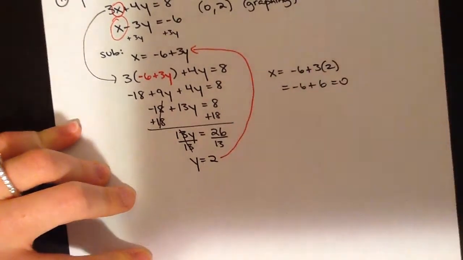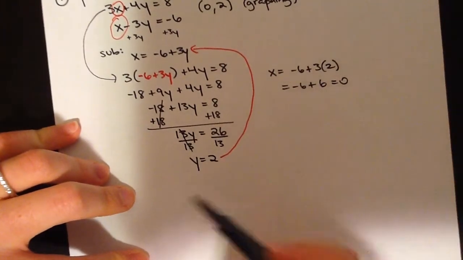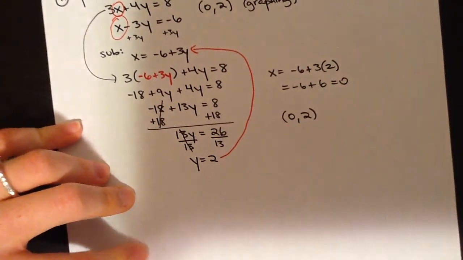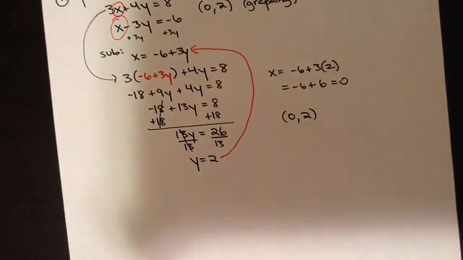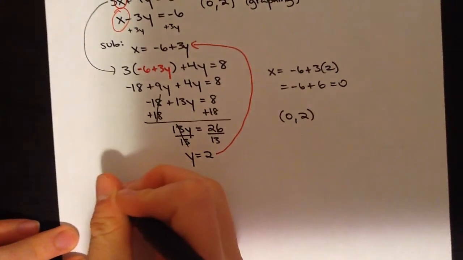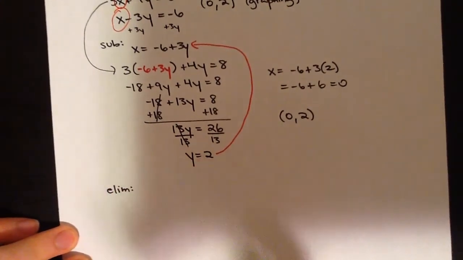-6 and +6 gives me 0. So my x value is 0, my y value is 2. Put that in ordered pair, x first, then y. So that's the exact same answer that we came up with using the graphing method, which is good, means we did it right. So the last thing we're going to do is do the elimination method on the exact same problem.